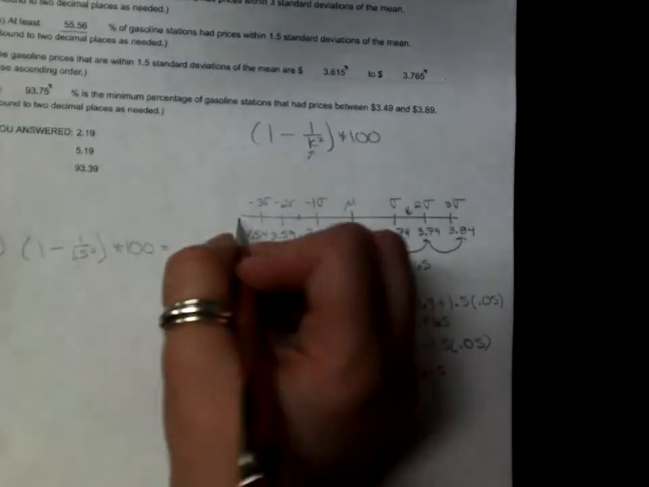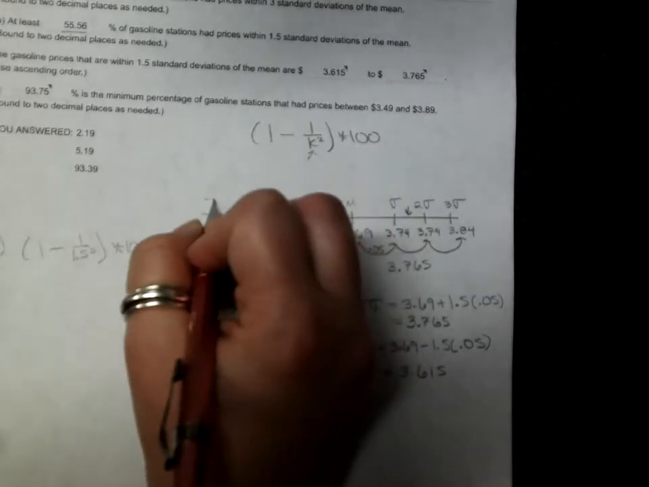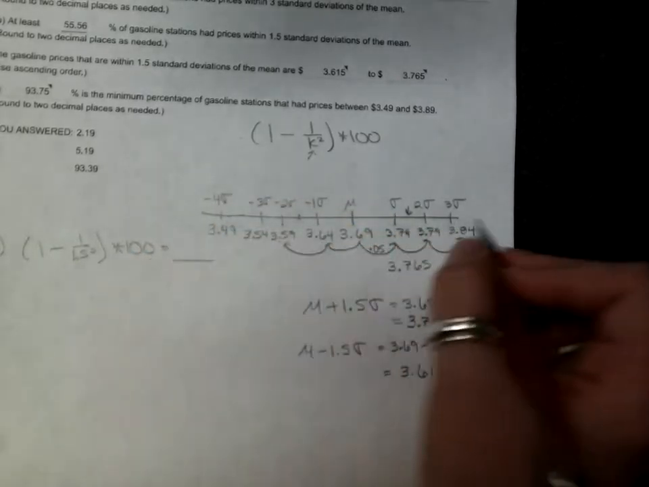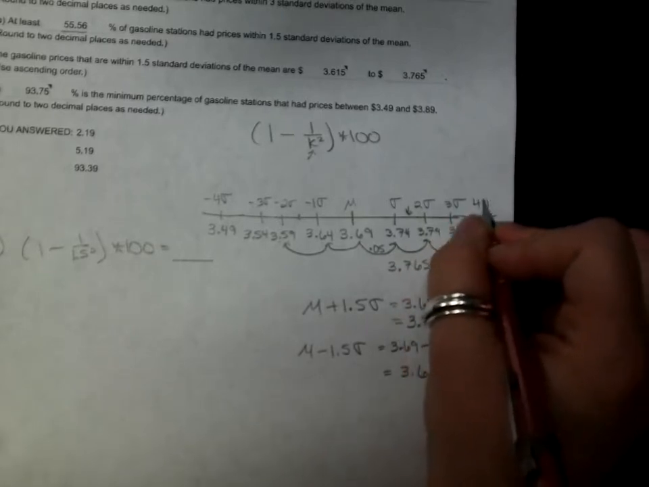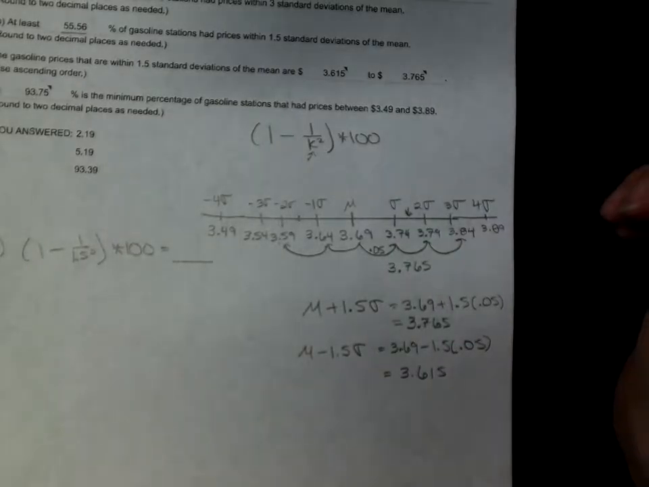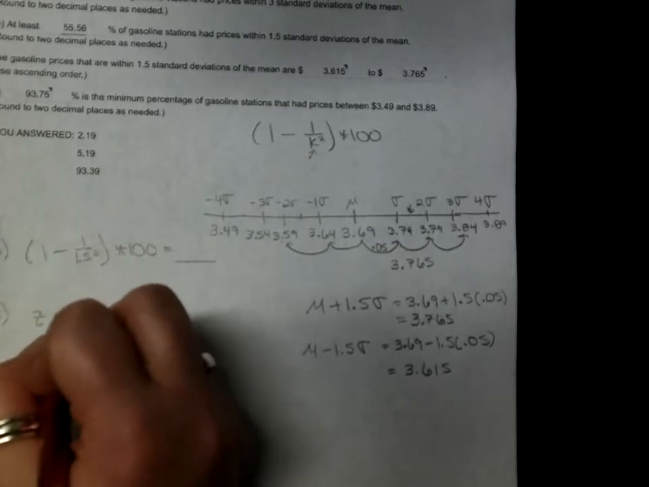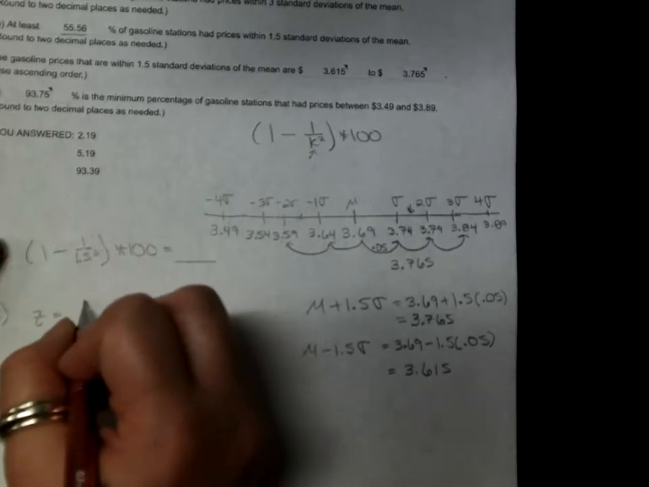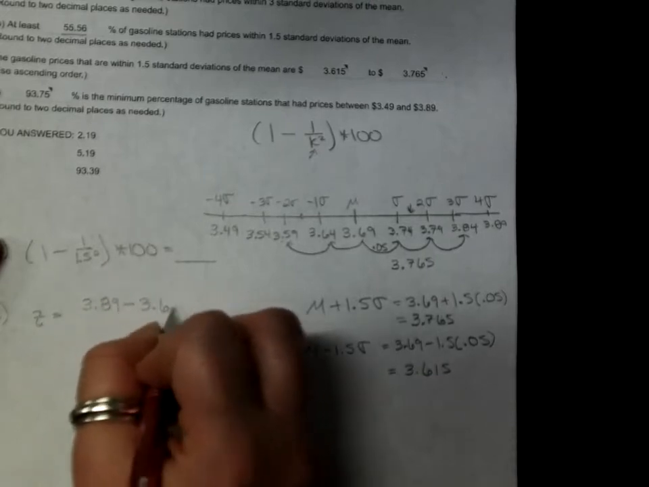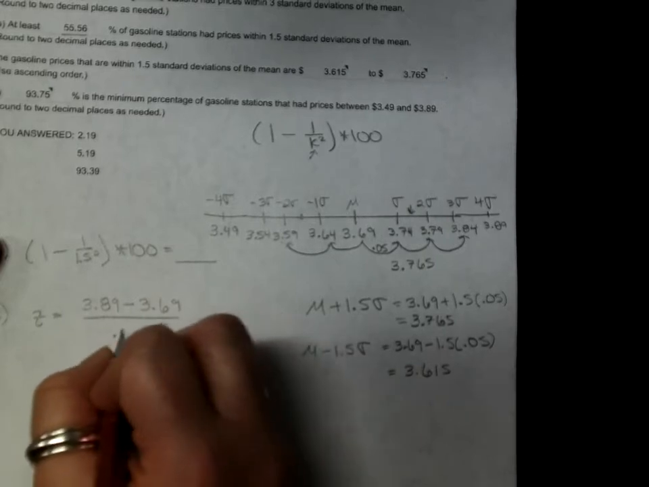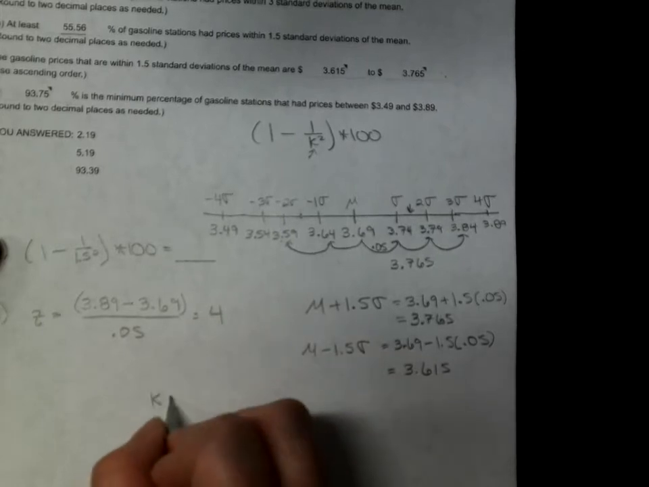So 3.49 is even further back. That's actually 4 standard deviations below the mean, and I like to draw it out. 3.89 is up here, 4 standard deviations above the mean. If you did not draw it, you could also do the z-score, and I like to use the bigger number, 3.89 minus the mean divided by the standard deviation. Remember to put this part in parentheses, and you should get 4, and that is your k value.